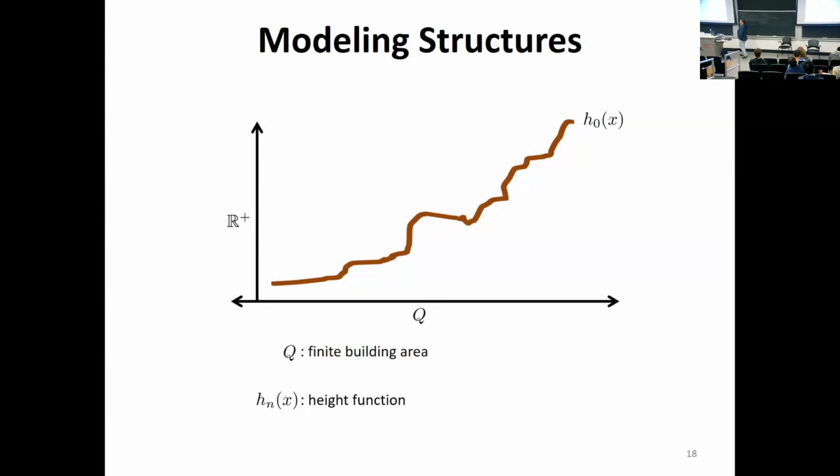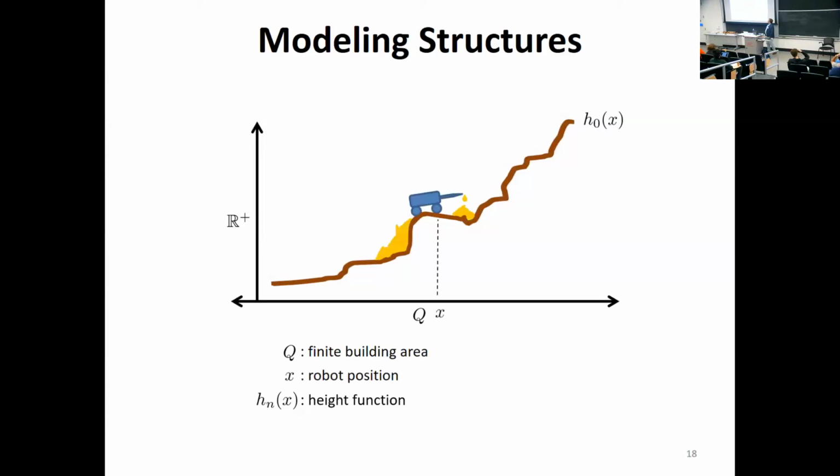Then we have a finite building area. So it's a positive real valued function on some finite area that represents the state of the world. And then the robots move around on this. They add material. So the robot has a position X, it can add material. And then after that, it turns into the next height function H1. So it's a continuous space, discrete time process that we're thinking about. So that's going to be the state.